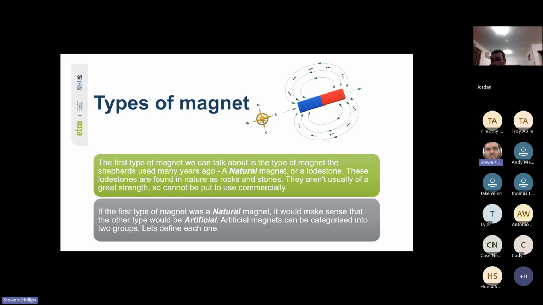Artificial magnets can be categorized into two groups. Natural magnets, basically, exhibit magnetic properties without any human intervention.